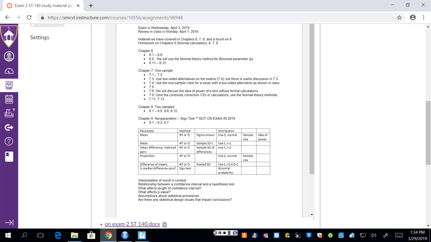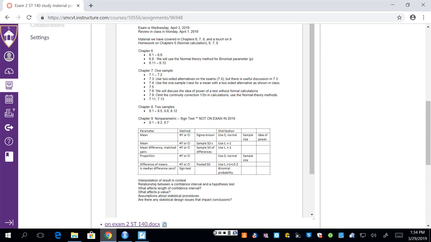We could do a proportion, a confidence interval hypothesis test for proportion. There were some sample size formulas for proportion or for a single mean. And then what we did last time is the difference of 2 means. We're not going to put the sign test, this chapter 9 part, on there, but we'll look at it as an example. It kind of talks about the assumptions.